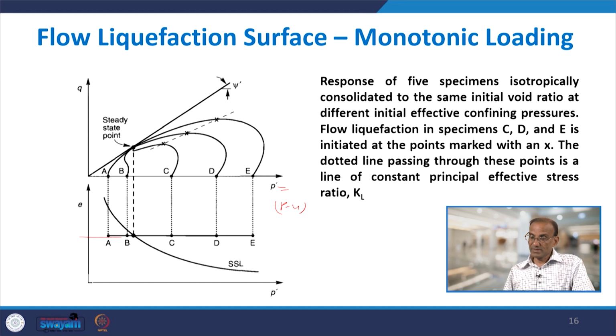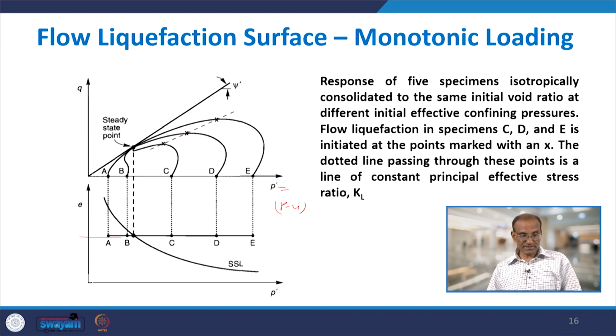Flow liquefaction occurs in specimens C, D and E. These are where the liquefaction starts. Liquefaction starts at the points where the cross has been marked on the stress path. So, these are the points where the liquefaction is starting, where the specimens become unstable. The dotted line passing through these points is a line of constant principal effective stress ratio. If we get a line passing through these points, then that will have a constant principal effective stress ratio, which is denoted by KL.